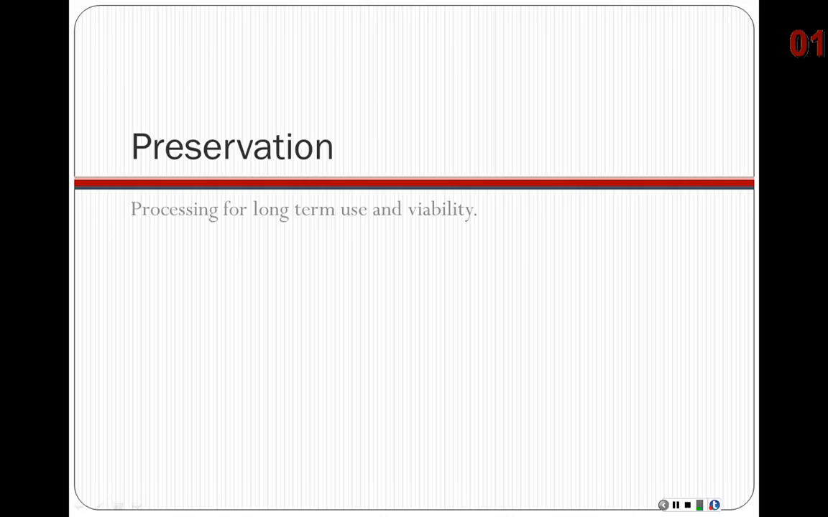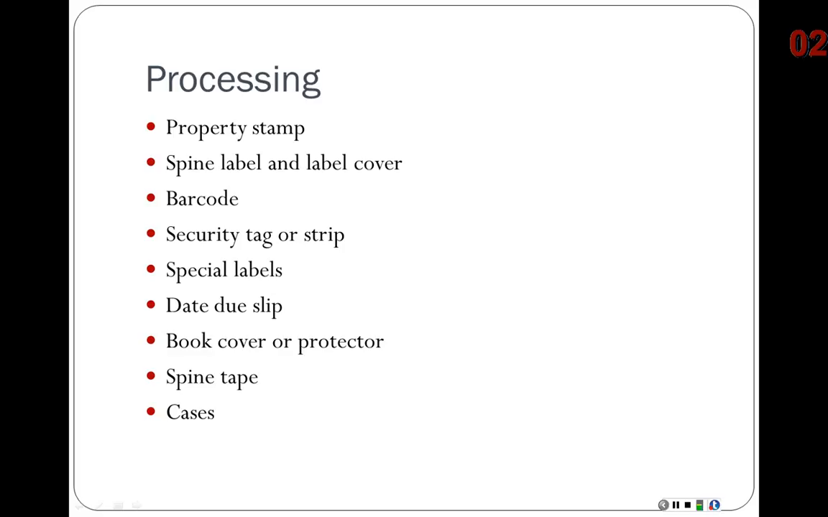So let's talk about the basic elements that are necessary for processing library resources, as well as some of the discretionary options. Different formats will require different types of processing procedures, but the basics for every resource are these. The property stamp. It's important to stamp each part of a resource with a property stamp. This identifies the resource as belonging to your library and has been very helpful in getting materials back to the library to which they belong.